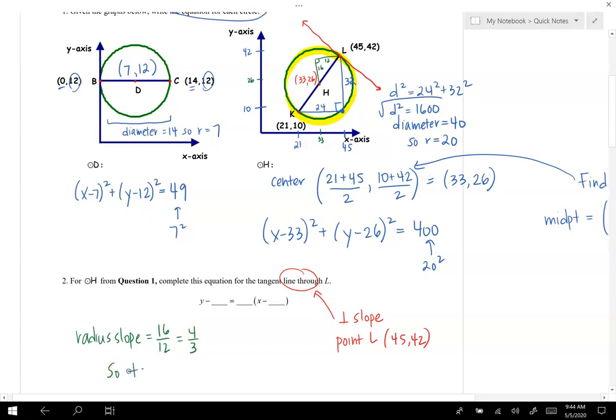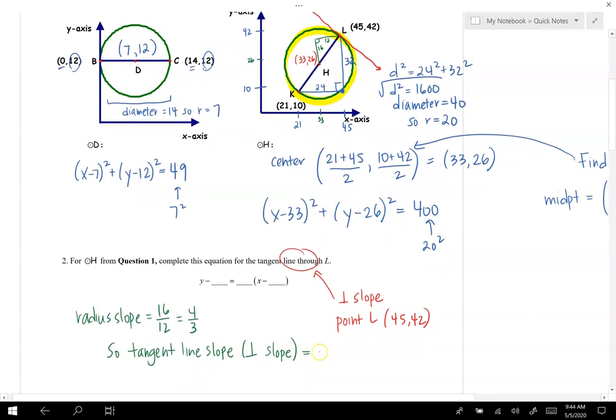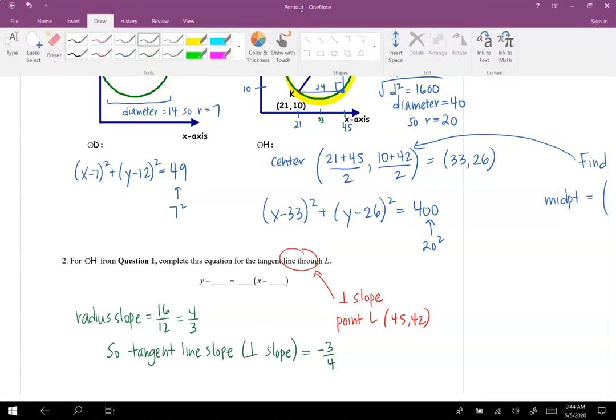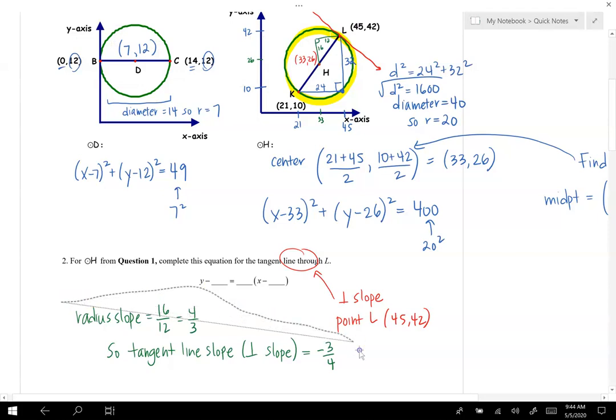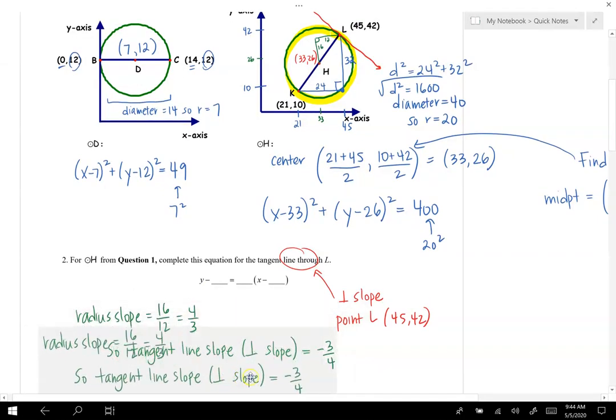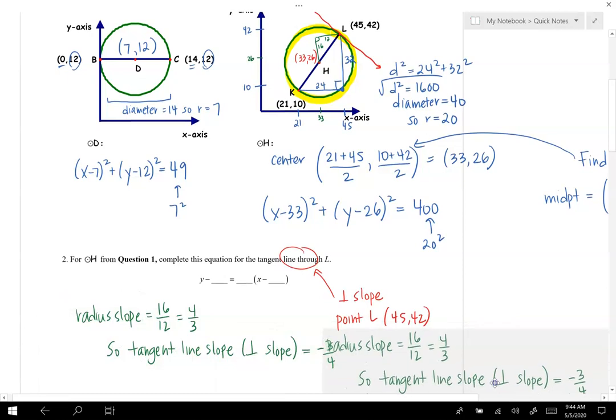So my tangent line slope has to be perpendicular to that. Remember, perpendicular slope has to be the opposite reciprocal of that. So it is not just 3/4, it is negative 3/4. And that negative can be on the 3, right in the middle, or on the 4, just in one spot. So when you write your equation for your tangent line, you move this, oh actually, yeah, let me move this over a little bit. Okay, so we have all those thoughts there.